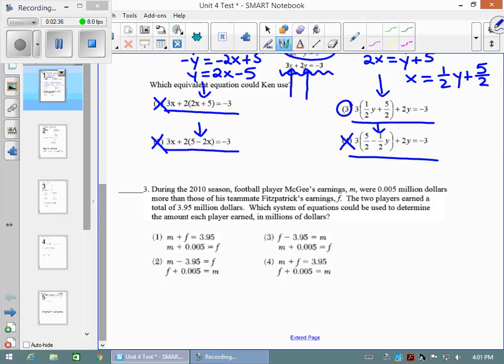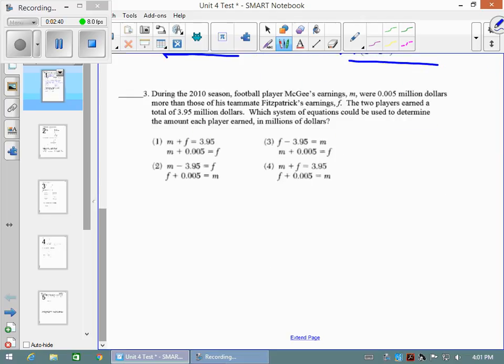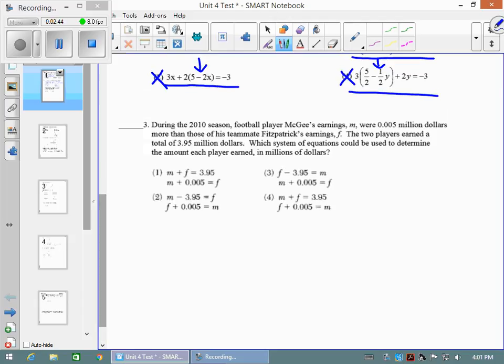Ken's choices. Okay, question 3 tells us that during the season, a football player earns M. His earnings M were $0.005 million more than those of his teammates. And his teammates' earnings are going to be represented by F. The two players earned a total of $3.95 million. Which system correctly shows their earnings?